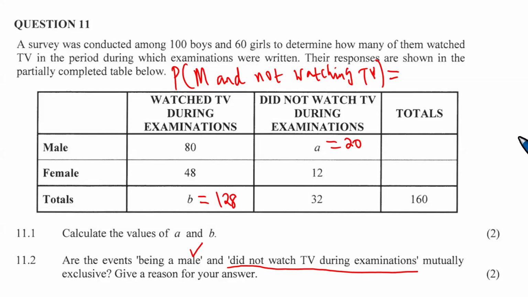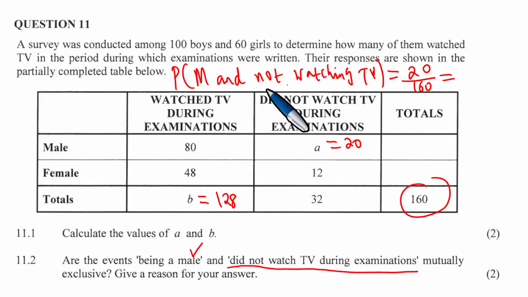Okay, so I think it will be 20 over 100. Well done. So it will be 20 divided by the total. Because male and did not watch TV is 20, but the total is what? Is 160. So always put the total for the probabilities. So that's going to be exactly 20 over 160.